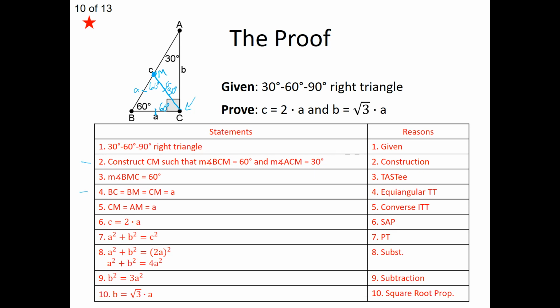But then in step 5, we continue that thought of, well, what else is equal to a? Is there another measure that's equal to a? And there is. Now look at the triangle ACM.